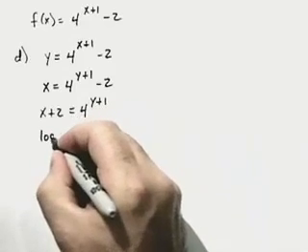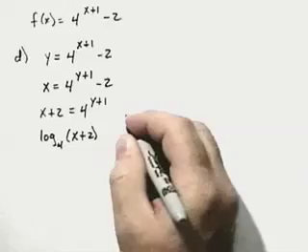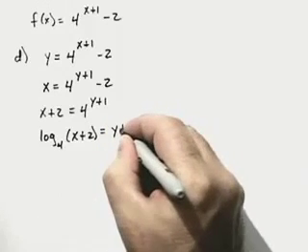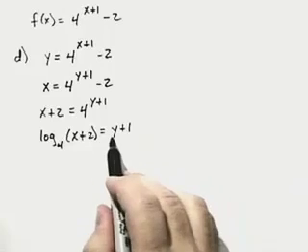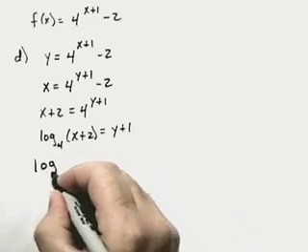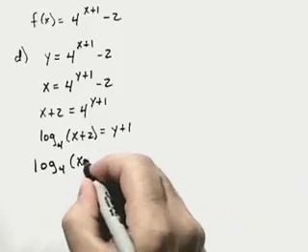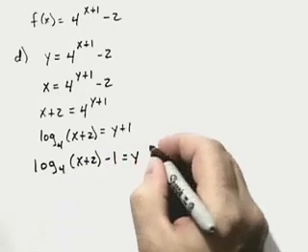This will be log base 4 of x plus 2 is equal to y plus 1. Now we're trying to isolate y, so we're going to subtract 1 from both sides. We'll get log base 4 of x plus 2, then minus 1 is equal to y.